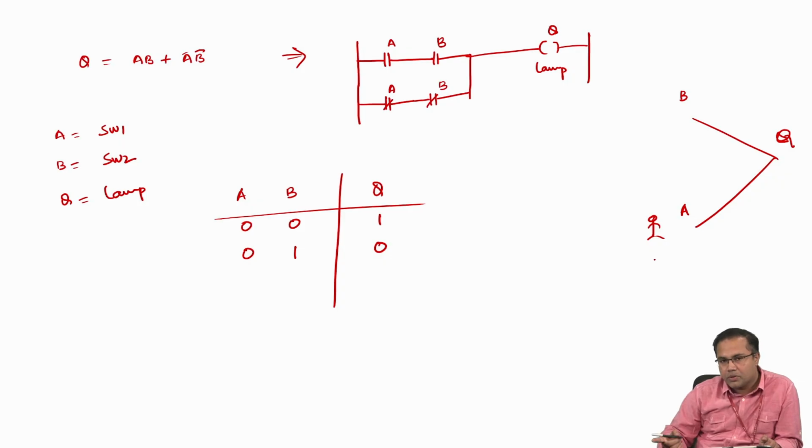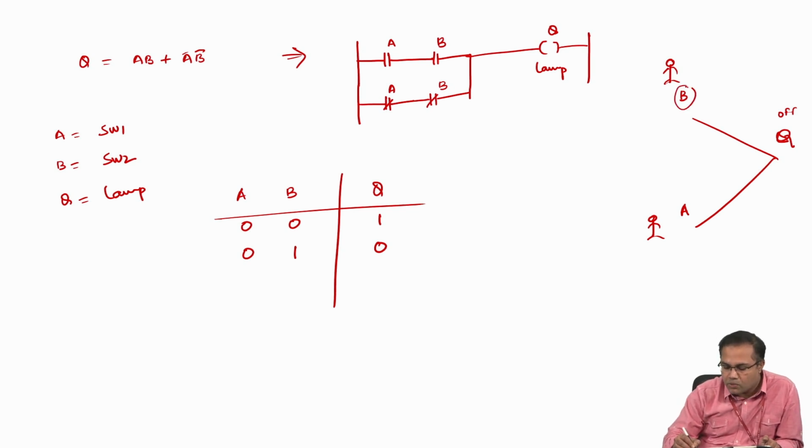Now coming to case 2, the person on the first floor wants to go to the ground floor. What is the condition for him? The current state of this lamp is off. So what will he do first? He will switch on the lamp. He will make use of this nearby switch, that is B, and turn on B, and then he will move on to the next phase.